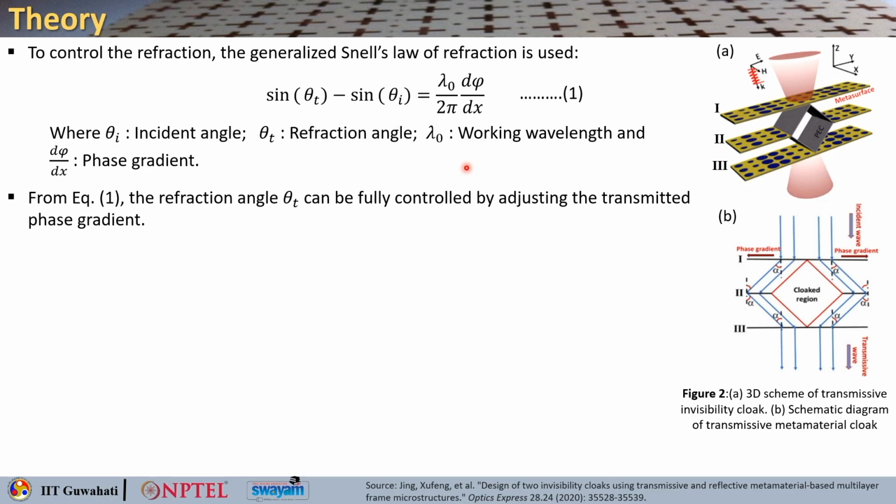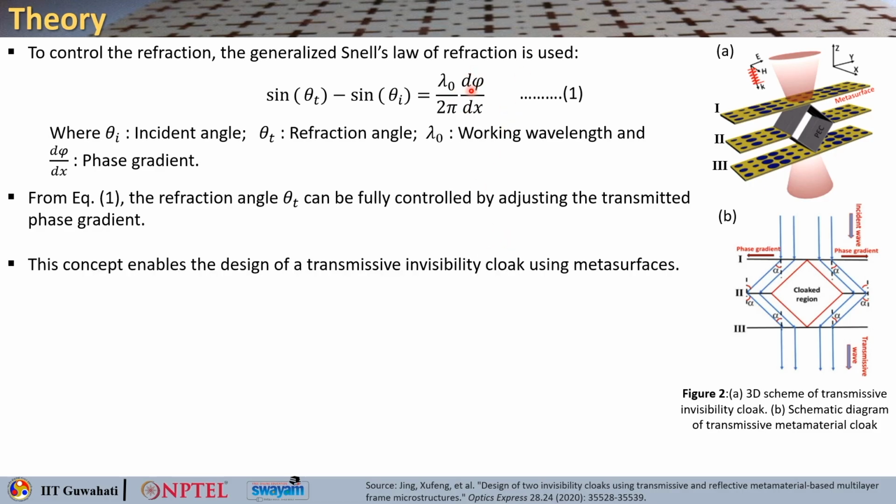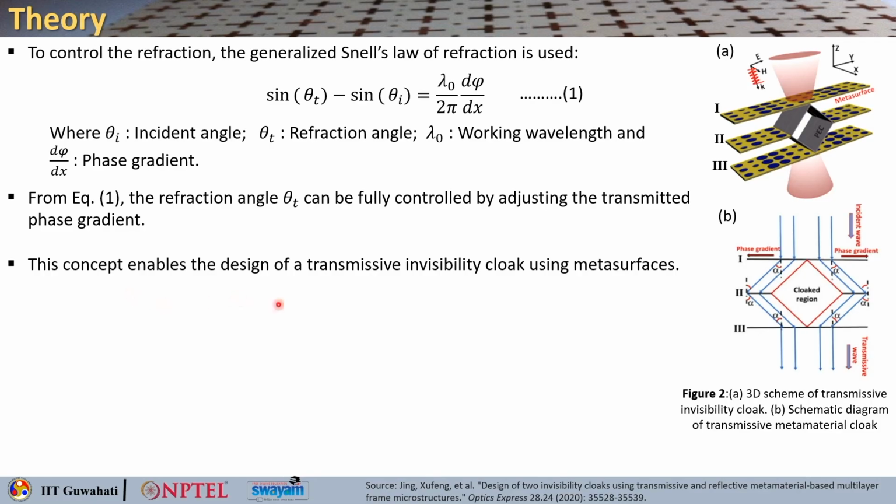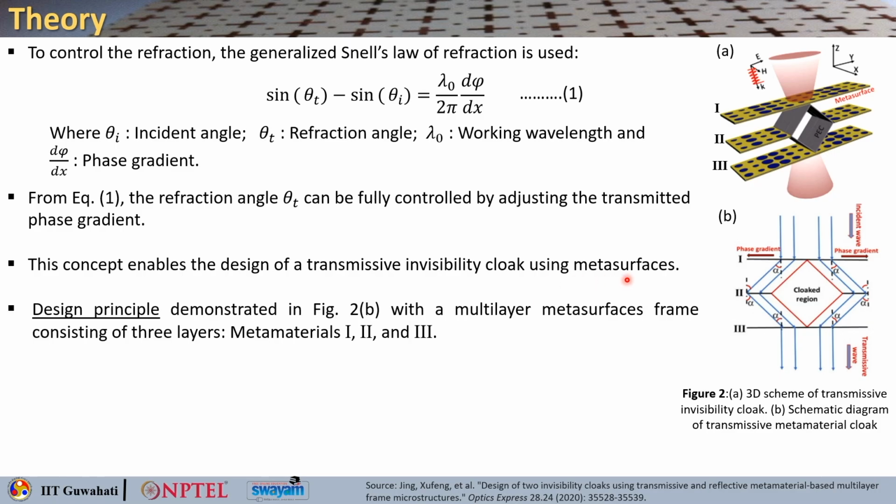So, from this equation you can understand that the refraction angle theta t can be fully controlled by adjusting the transmitted phase gradient. Now, you have got that extra control, that is what the metasurfaces or the 2D metamaterials are bringing into the picture, right. So, this concept basically enables the design of a transmissive invisibility cloak using metasurfaces. The design principle, as I have already mentioned, is that it bends like this, again it goes back in the opposite direction, and finally it escapes as a parallel beam.